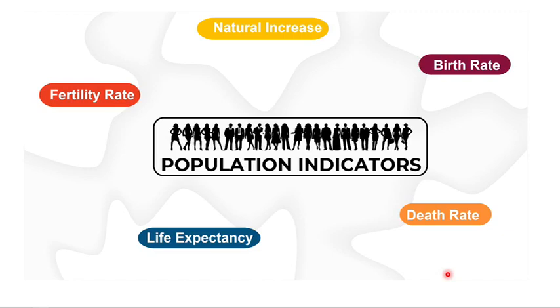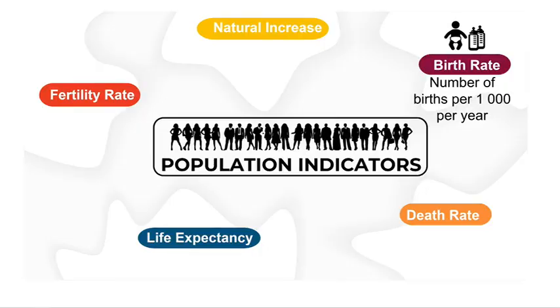Right, so let's have a look at the population indicators. We've got birth rate, death rate, life expectancy, fertility rate, and natural increase. These are the 5 population indicators. So let's just have a look at what it is all about. The first one, birth rate. The birth rate is the number of births per 1,000 per year.